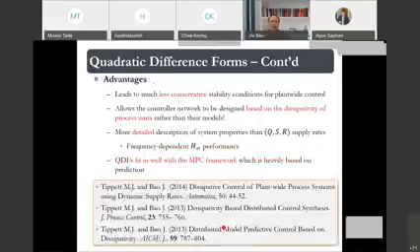Okay, now once we use these storage functions and supply rates as a function of trajectories, we can have much less conservative stability conditions for plant-wide control, because in this case the supply rates are actually dynamic supply rates. And because it's less conservative, this also allows the controller network to be designed completely based on the dissipativity of process units rather than their models.